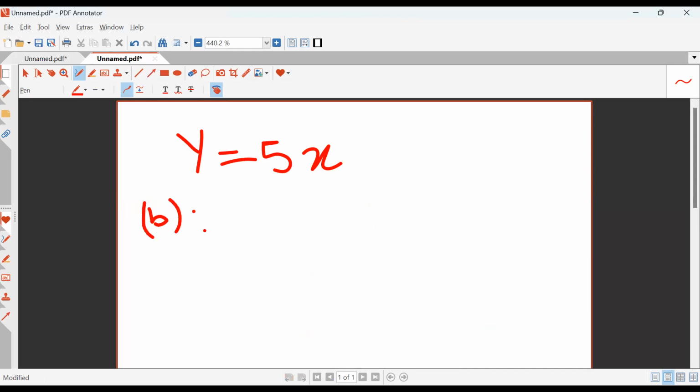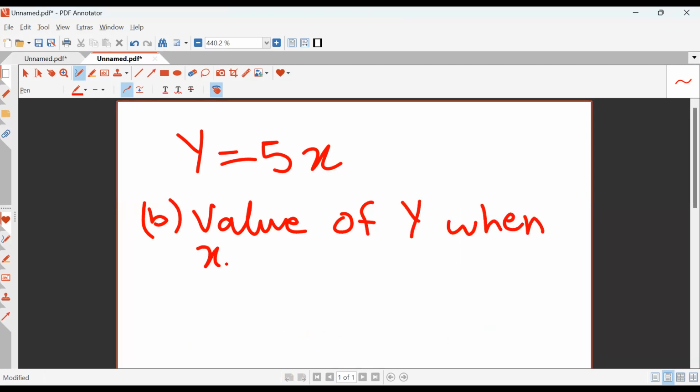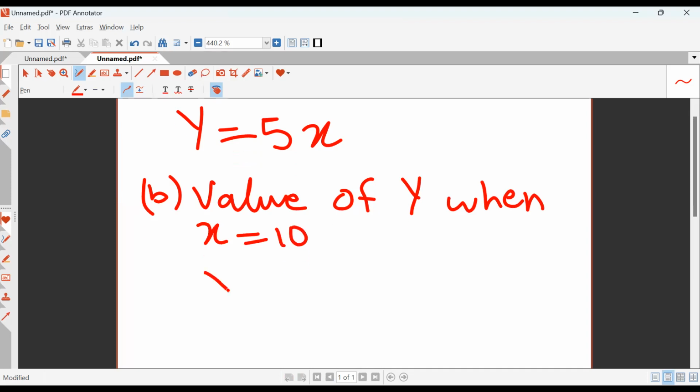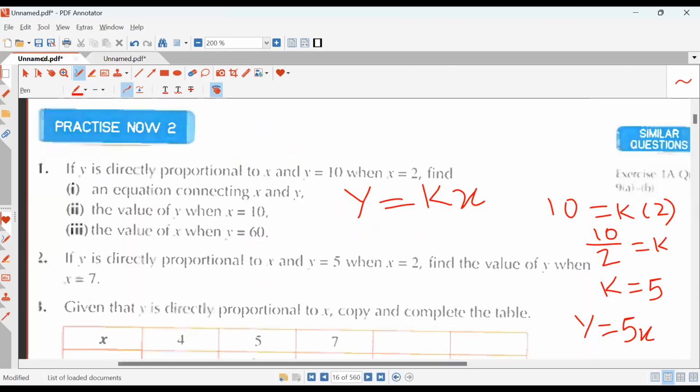Part B, value of y when x equals 10. So y equals 5 times 10, and y equals 50. Then in the next part, find the value of x when y equals 60.